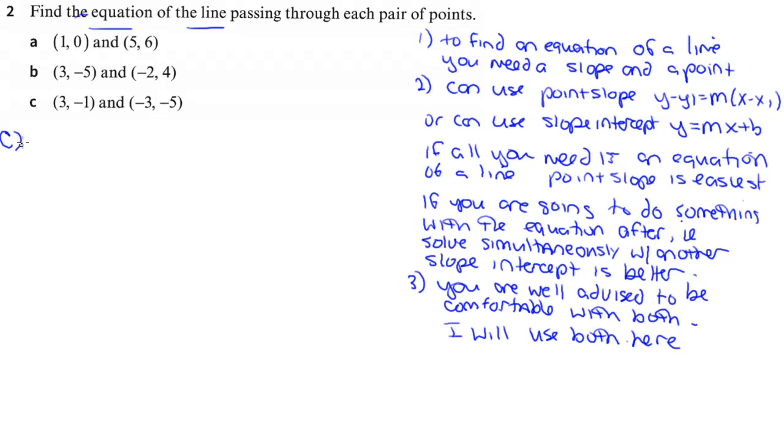I've got these 2 points, 3, negative 1, and negative 3, negative 5. Go ahead and pause this, find the slope. Take one of the points, plug it into y equals mx plus b, find the y-intercept, and then write the equation. Start back up again when you're ready.